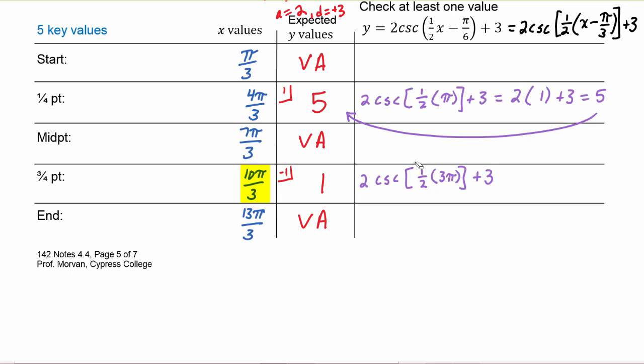So this argument is just 3 pi over 2. The cosecant of 3 pi over 2, just think, 1 over the sine of 3 pi over 2. The sine of 3 pi over 2 is -1. So that means the reciprocal of -1 is -1. So we have 2 times -1 plus 3. And this equals +1, which checks out. Now we're ready to make our graph.